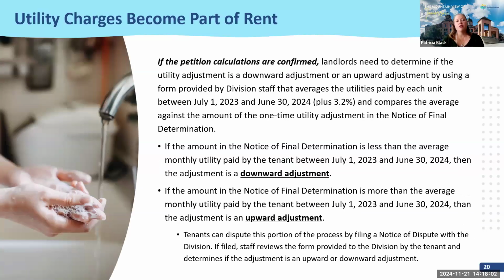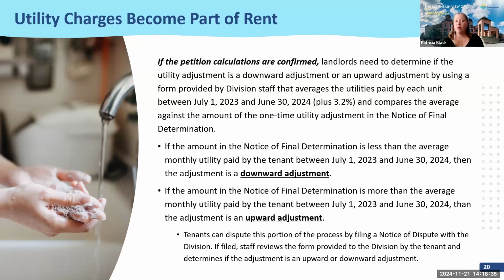So for those utility charges to become part of rent, if the petition calculations are confirmed by staff, you, the property owner, need to determine if the utility adjustment is a downward adjustment or an upward adjustment using a form provided by the division that averages the utilities paid by each unit between July 1st of 2023 and June 30th of 2024 and compares that average against the amount of the one-time utility adjustment in the notice of final determination.